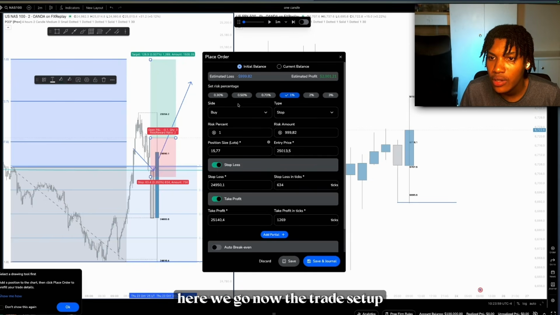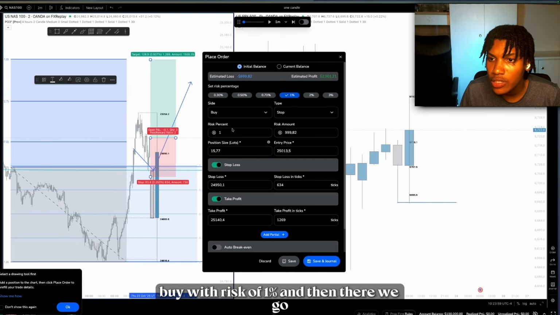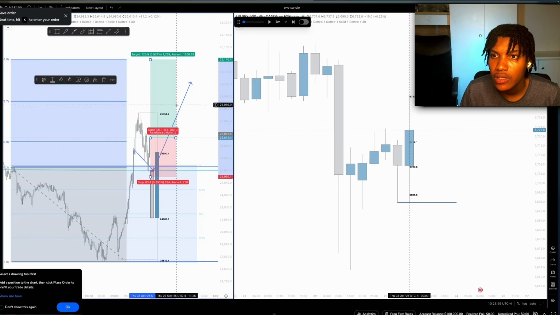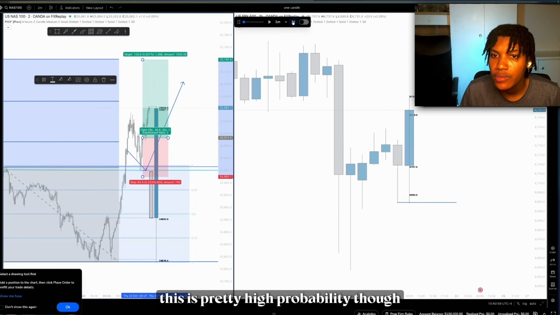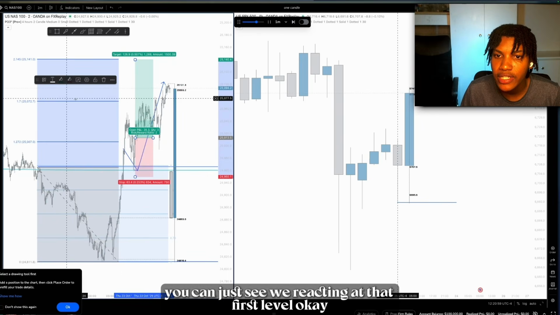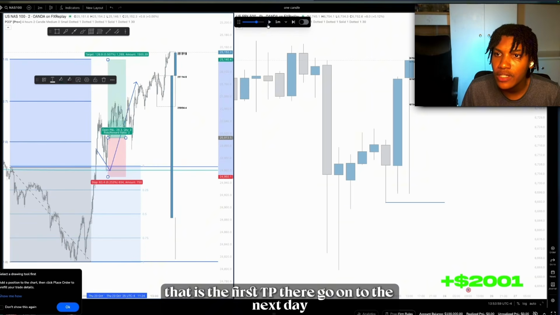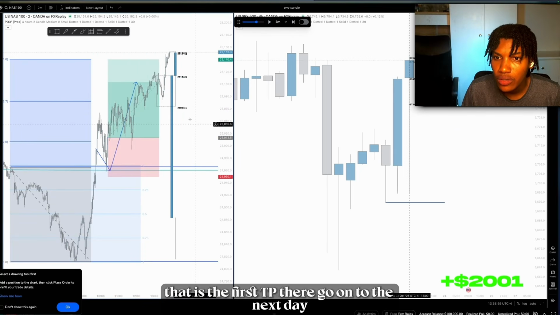Okay, here we go. Now the trade setup, buy with risk of 1%. And then there we go. Save that. Okay, let's see how price plays out here. This one's pretty high probability though. You can just see we're reacting at that first level. Okay, that is the first TP there. On to the next day.